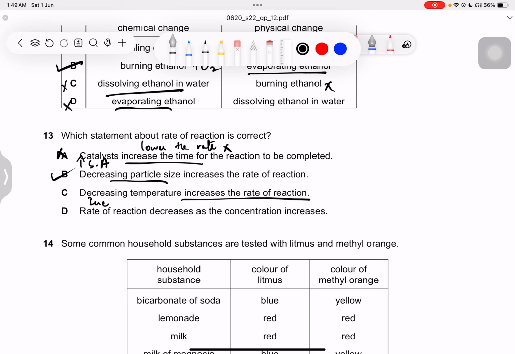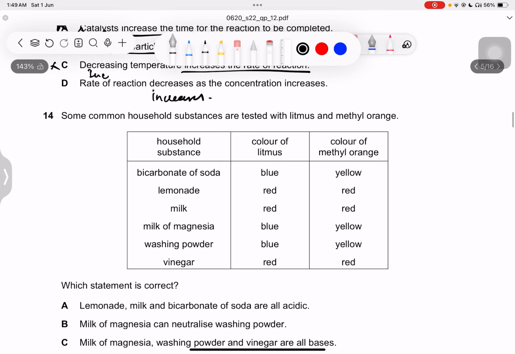Next, decreasing temperature increases the rate of reaction. No, increasing temperature increases the rate of reaction. Decreasing the temperature decreases the rate of reaction. Rate of reaction decreases as the concentration increases. No, it increases as the concentration increases.